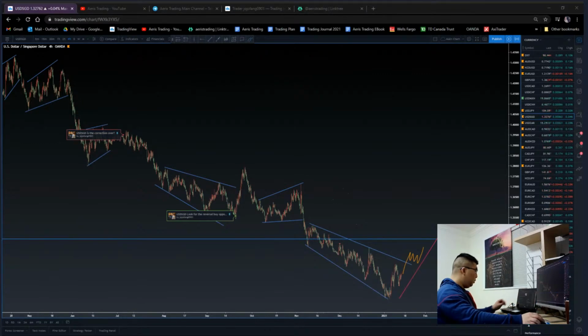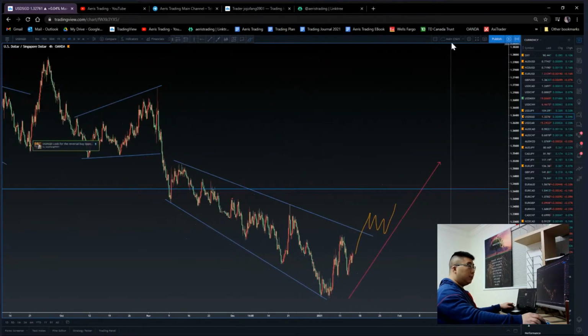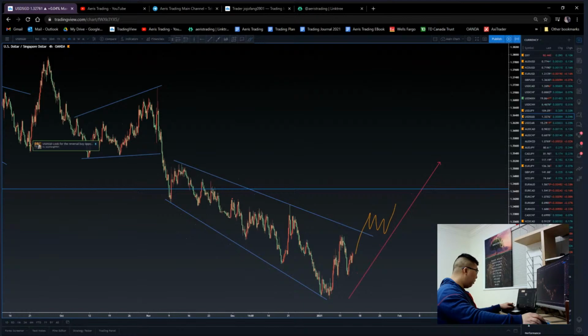Which place will you recommend for stop loss? What are you talking about? Are you talking about dollar yen, or are you talking about something else? Dollar yen, or which pair are you talking about?